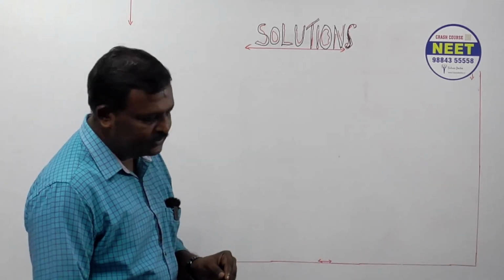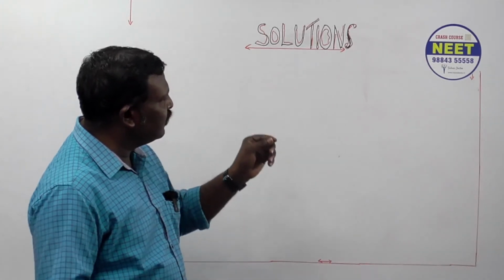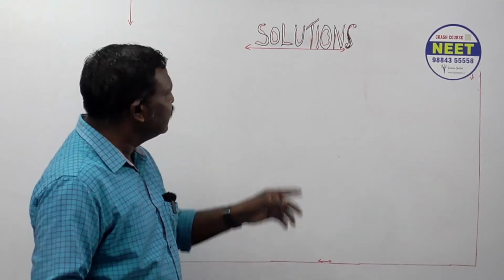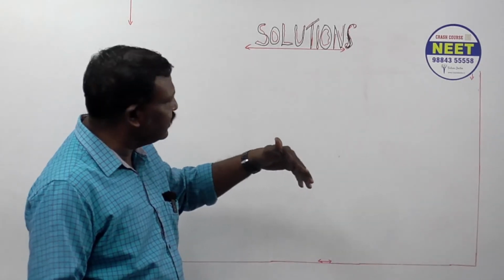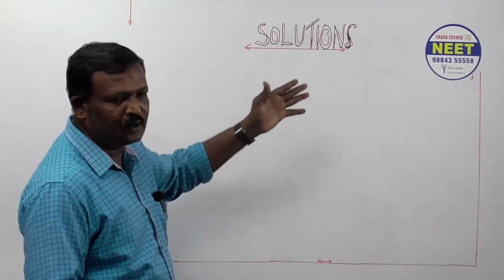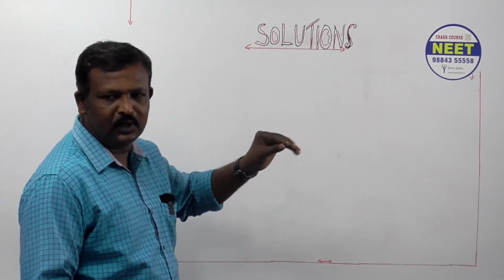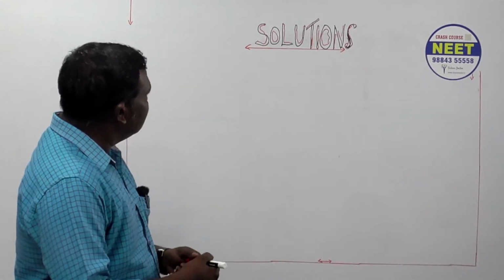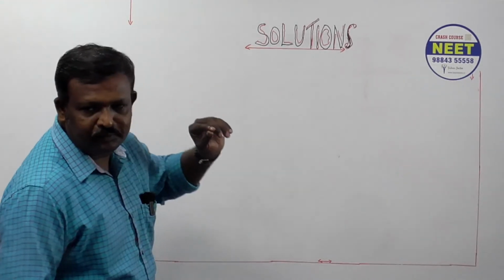First I'm going to teach colligative properties, because mostly they will ask problems from colligative properties, I expect. So first I'm going to complete colligative properties. After that I'm going to teach Henry's law and Raoult's law. Those are the topics I'm going to teach. Understood?